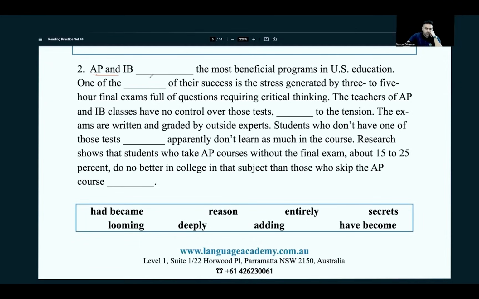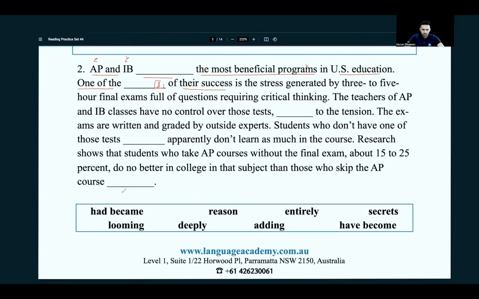AP and IB, the most beneficial programs in US education. These two are programs, study programs, you can say, in US. One of the dash of their success. Now, as soon as I read any sentence with "one of the," I know this thing in my mind, there will be a word with S over here because you always say one of many. So one of the reasons, you won't really say one of the reason. So you'll have a word ending with S.